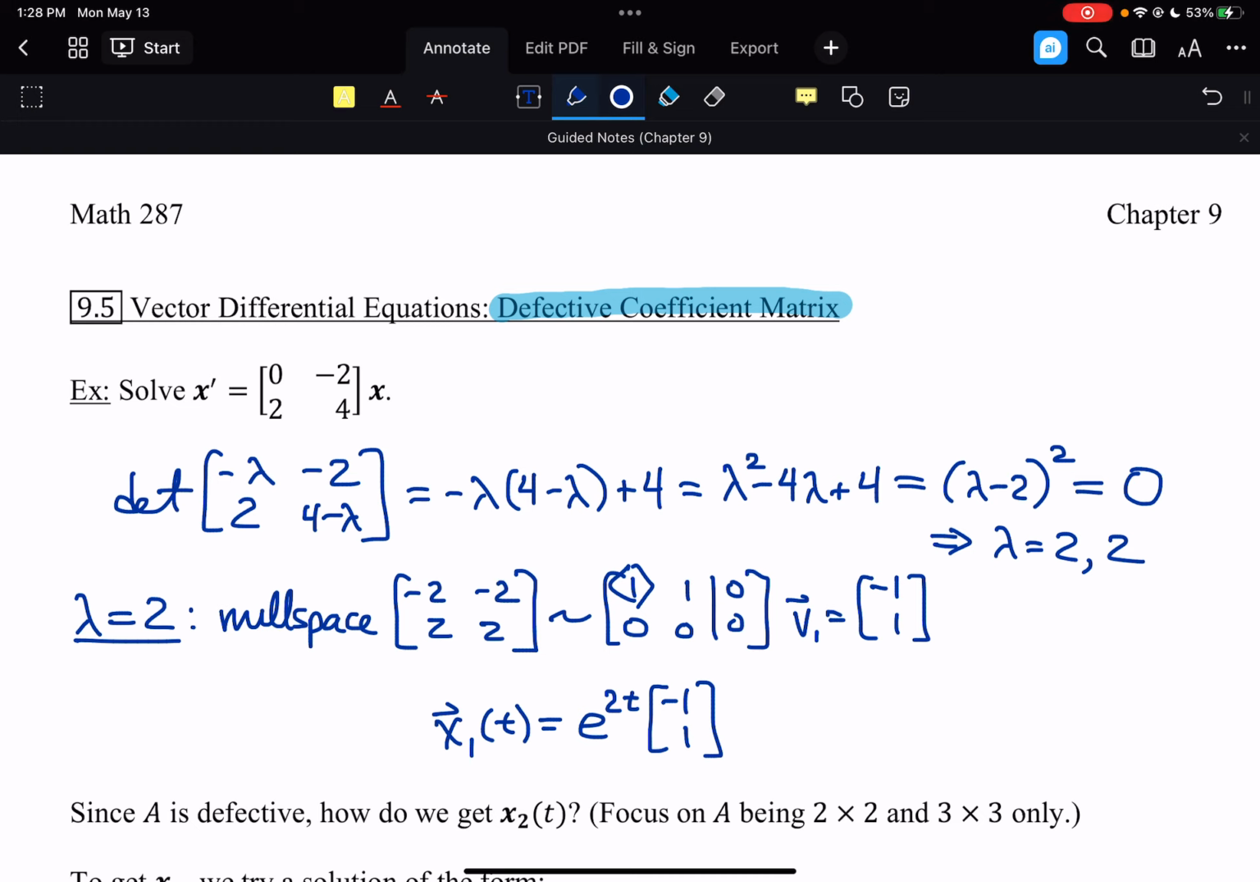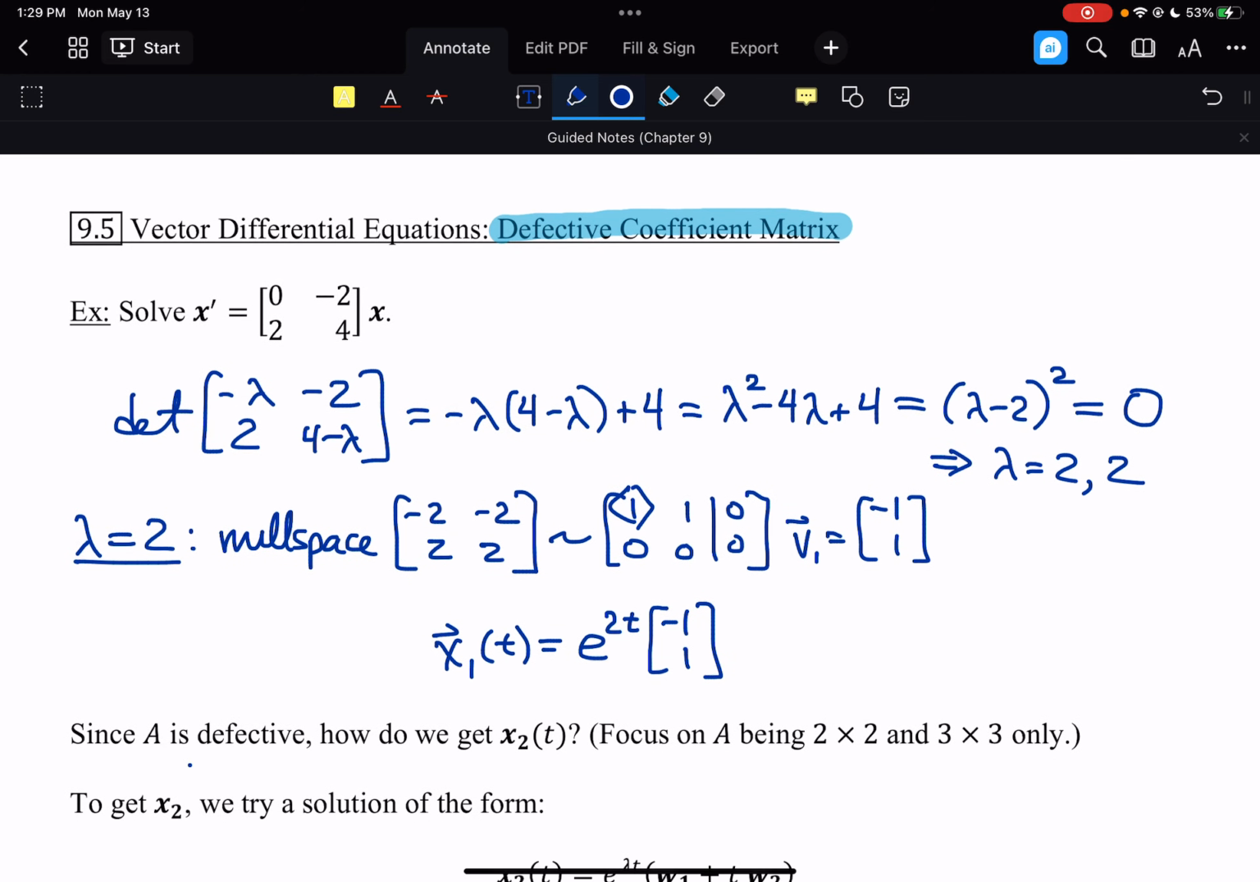But that only gives us one solution. And we have 2 eigenvalues, right? Same eigenvalue, but it occurs twice. We should be getting 2 eigenvectors and thus 2 solutions, x1 and x2. But we don't have that. So the question is, since A is defective, how do we get x2? And we're going to be specifically focusing on 2x2s and 3x3s only for the context of this section.